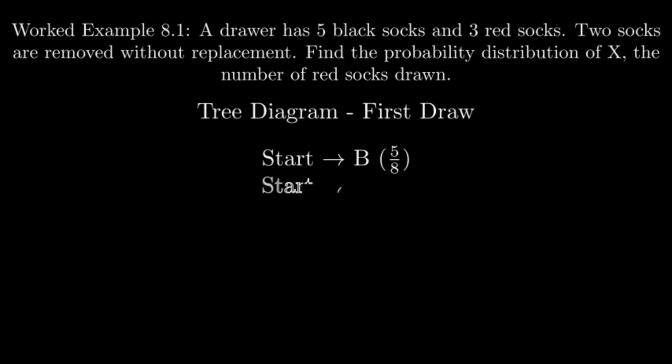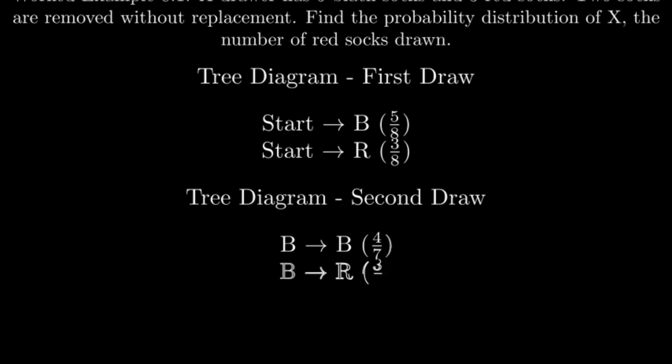For our first draw, there are 8 socks in total. The probability of drawing a black sock is 5 out of 8. The probability of drawing a red sock is 3 out of 8. Now let's consider the second draw. Remember, it's without replacement, so there are only 7 socks left. If our first draw was black, there are now 4 black and 3 red socks left. So the probability of the second being black is 4/7, and red is 3/7. If our first draw was red, there are 5 black and 2 red socks left. So the probability of the second being black is 5/7, and red is 2/7.